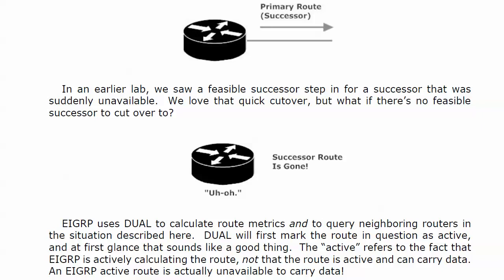Now, the first thing that DUAL is going to do is mark the route in question as active. And boy, that sounds great, right? Hey, our routes are active. That's what we want, right? Well, actually, it's not, because active doesn't refer to the route being actively available or actively used for routing data. What active refers to is that EIGRP is actively calculating the route. And that means the route in question cannot be used for routing.